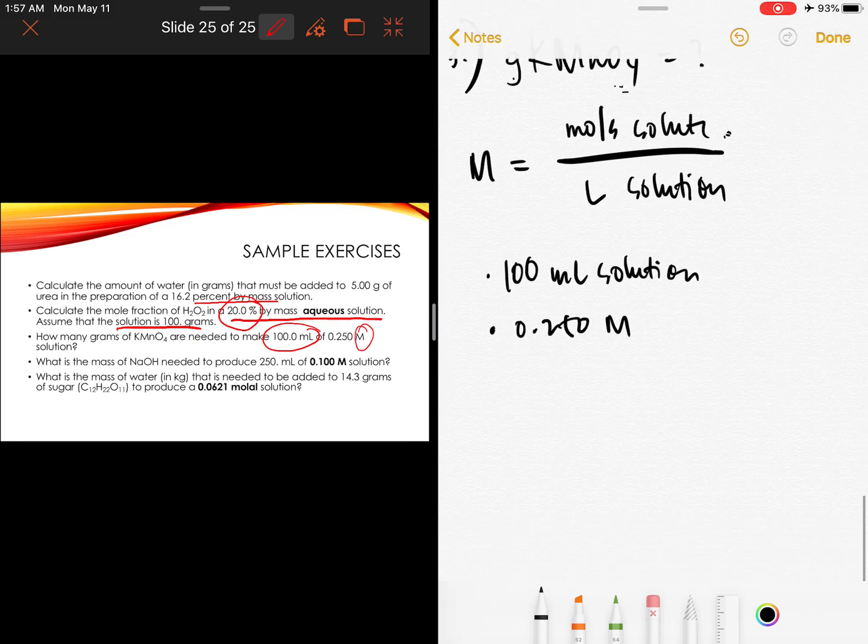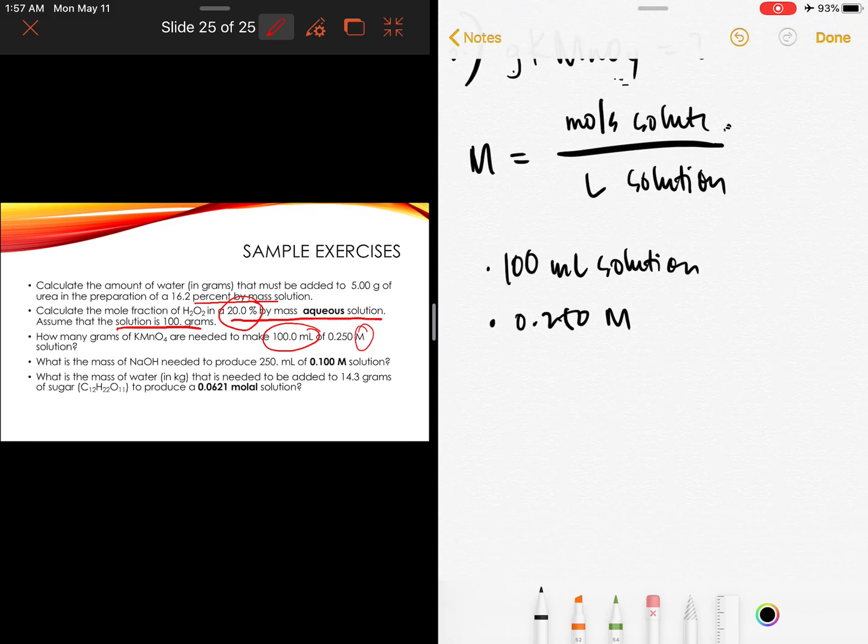So let's substitute first the values. You can either substitute first the values, or you can first manipulate the formula to get the value that you are looking for. But first, let us convert this 100 ml first into liters, because in the formula it states liters. And how do you convert that? You simply divide the 100 by 1,000, and that is equal to 0.1 liter.